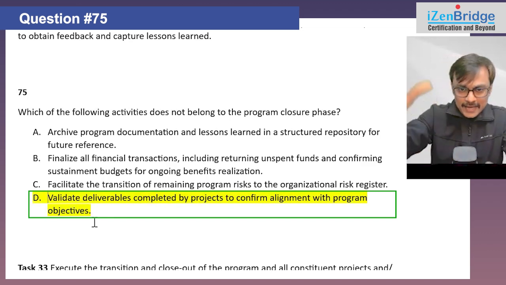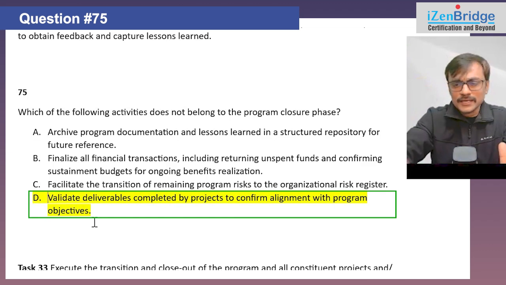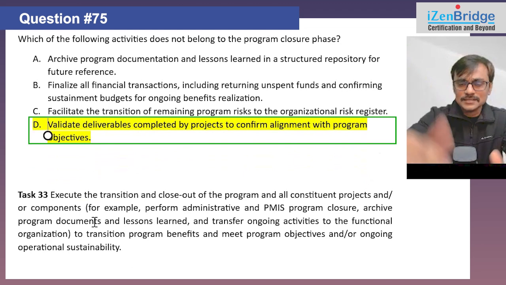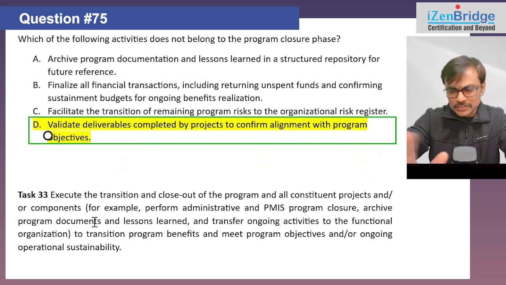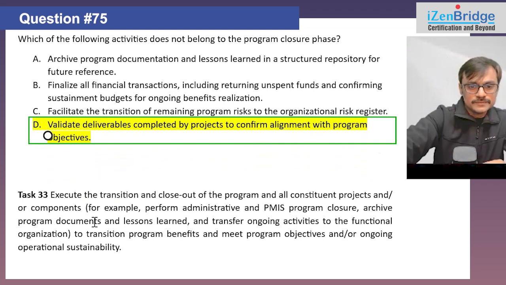Now, if you follow the activities as per your program management standard, then also you will find the same answer. So this question can be mapped to task number 33, which is focusing on closing the program, transition and closeout of the program and all constituent projects and components, and it talks about lessons learned and other things.